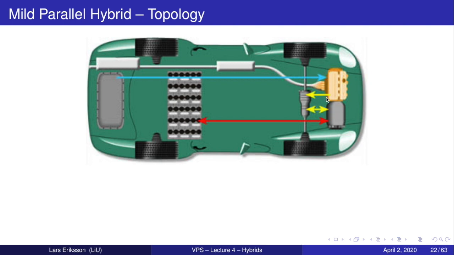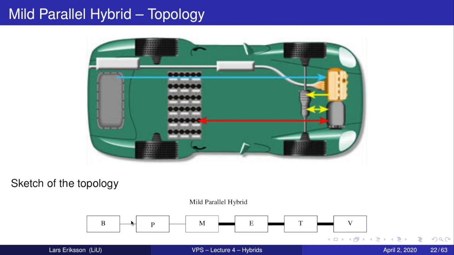But in mild parallel hybrids, we cannot disconnect the engine. So in the mild parallel hybrid, these cannot be operated independently. And this shows here that we have everything in series. We cannot take away the combustion and disconnect it. It's always sitting on the same shaft as the electric machine.